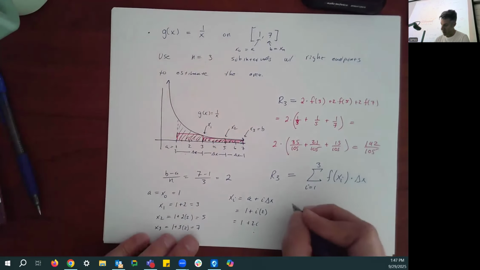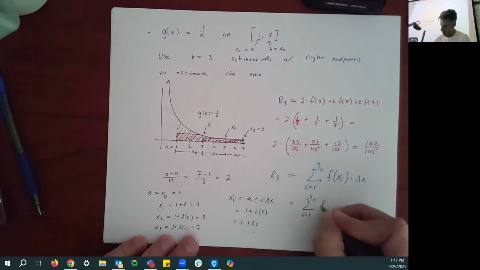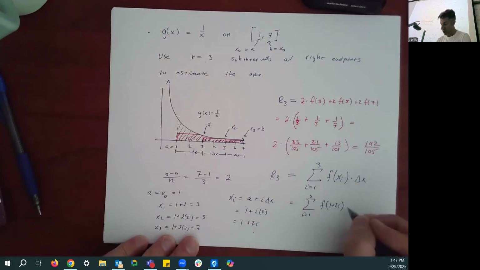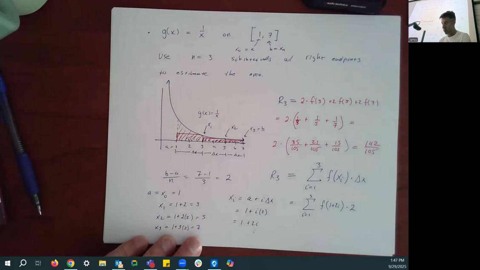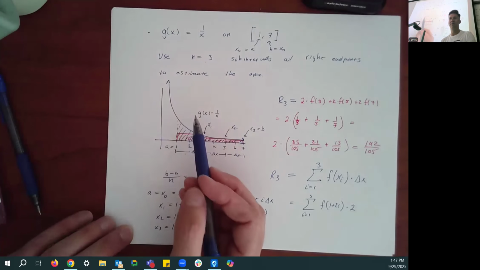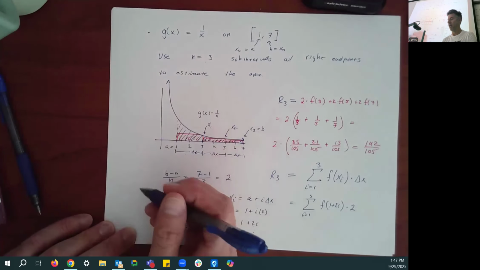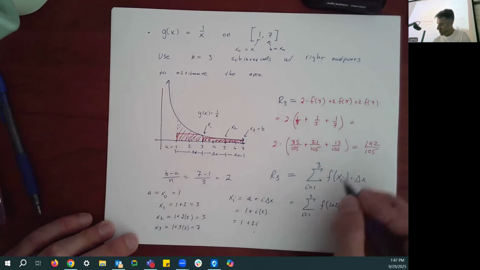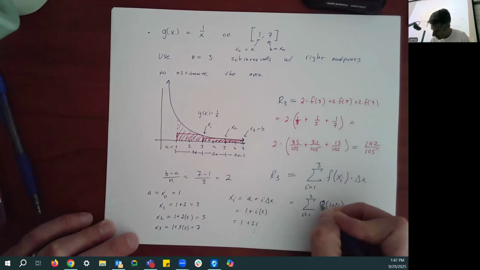Writing it out this way, we get the sum from i equals 1 to 3 of f of 1 plus 2i times our delta x, which is just 2. And then finally, replacing f with what the function actually is, oh, I used f, I should have said g. Sorry, it's a very easy mistake to make. I called it g to start off with, and then because we use f all the time, I started calling it f accidentally. I'm going to write g here. It's terrible. I feel mildly bad about it.